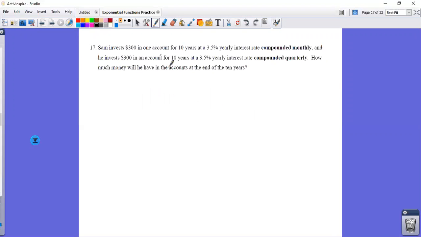All right, so 17 is the one I had to change. So now it's 300 in one account for 10 years, 3.5% compounded monthly. So 300, 1 plus 0.035 over monthly, which is 12, to the 12 times 10 years.